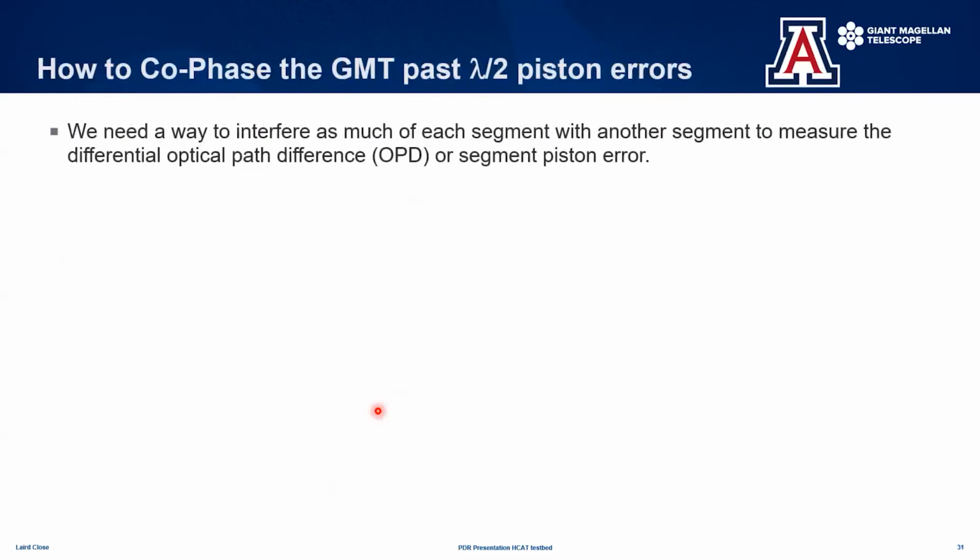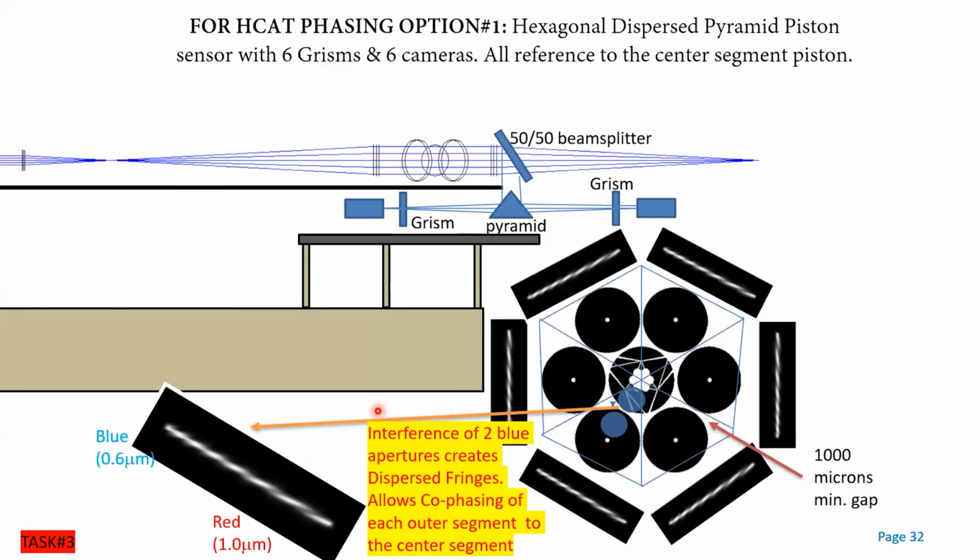However, we need to, of course, fix this problem if we're going to have working ELTs. And so Sebastian Heffert has been leading an effort to build a different type of phase sensor that just works on sensing piston. So a special piston sensor or a pistonometer, if you will.